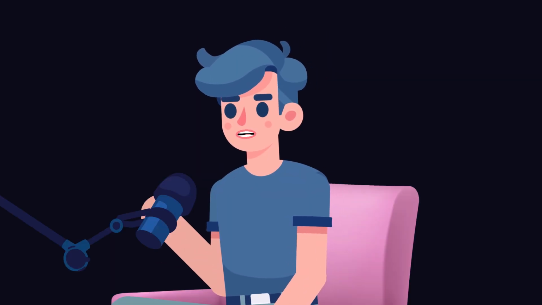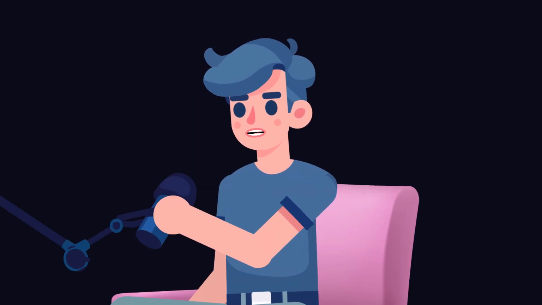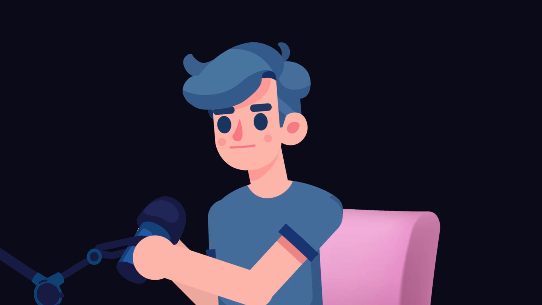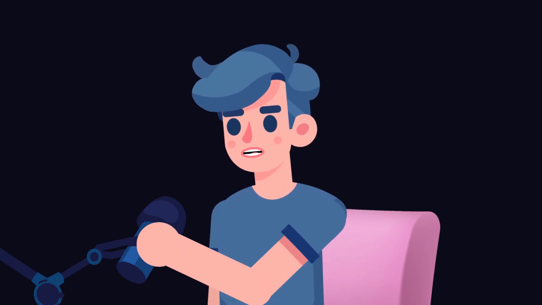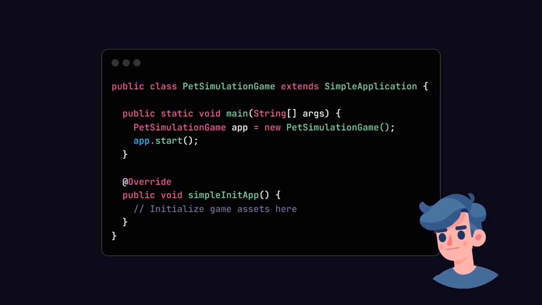Now that we have our environment set up, let's structure our game. We want to create a basic layout that includes a main class, a game state class for the pet, and other classes for user interface and interactions. Let's start with our main class. This class will initialize our game.